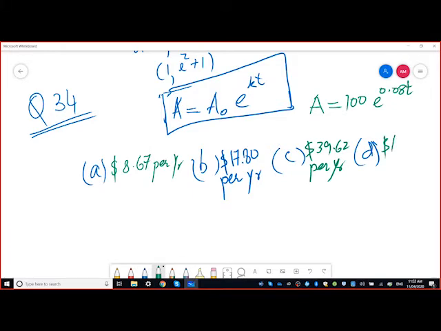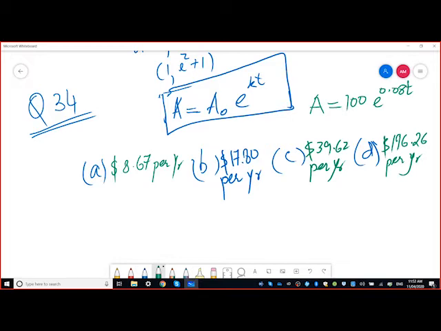D is $196.26 per year. Look at this data which you have just dictated to me. Can you comment upon this? What you have found is the instantaneous rate of growth, the increase in the amount in dollars per year. What do you see from this data? Do you see some pattern?